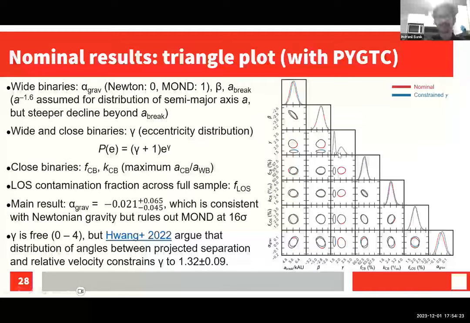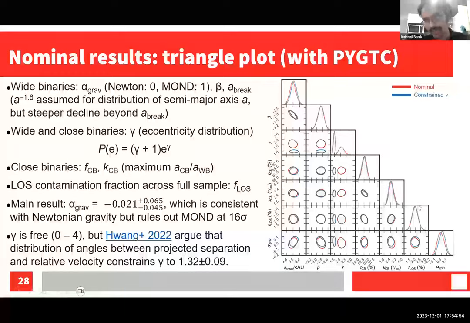But more importantly, it's possible that this was underestimated a little bit because it doesn't assume any closed binaries. And if there were closed binaries, which have the effect of basically randomizing the velocities, that would tend to flatten out the distribution of angle between separation and relative velocity, which would drive gamma closer to one. So if the actual value is slightly above one, it could be that it's even more above one in the real world.